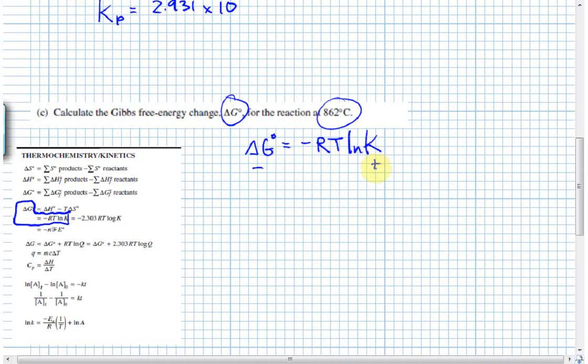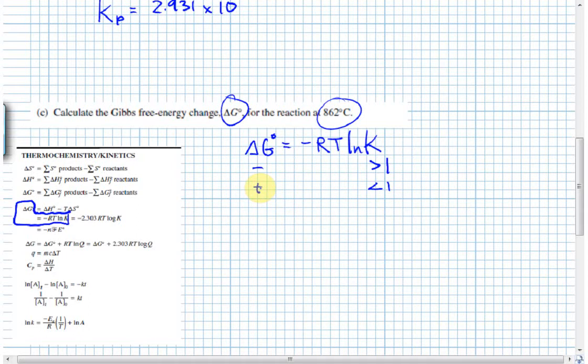So if K is greater than 1, then delta G is definitely negative. If K is less than 1, log of K is going to be negative. Negative times negative gives me a positive, so delta G is going to be positive. So the relationship between delta G 0 and the equilibrium constant should make some sense.